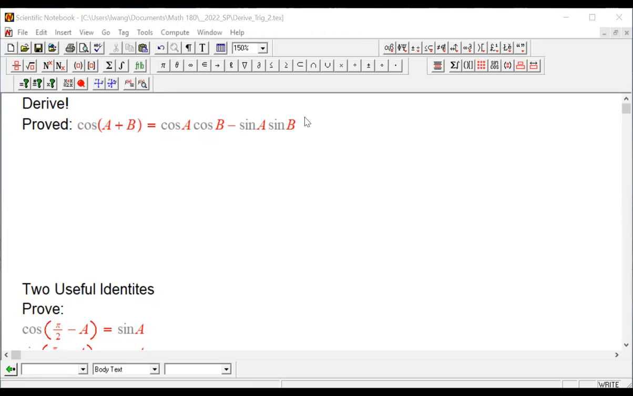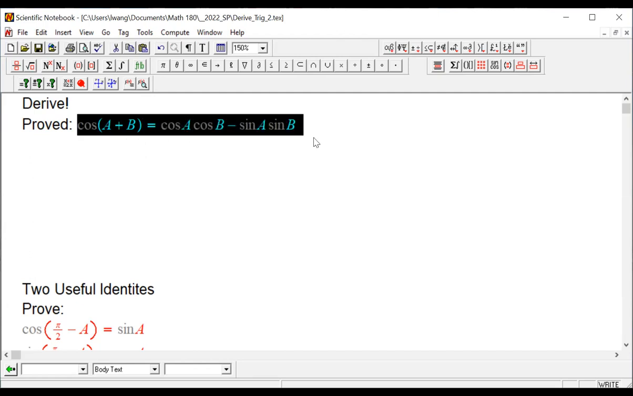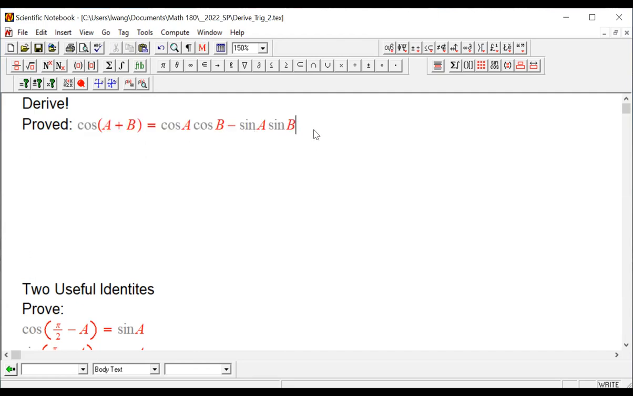Hello, in this lesson, we're going to continue to derive and prove some very useful identities, which you're going to need in the future, also for this course. Last time we proved that cosine A plus B equals cosine A times cosine B minus sine A sine B. Today we're going to prove a couple more useful identities.